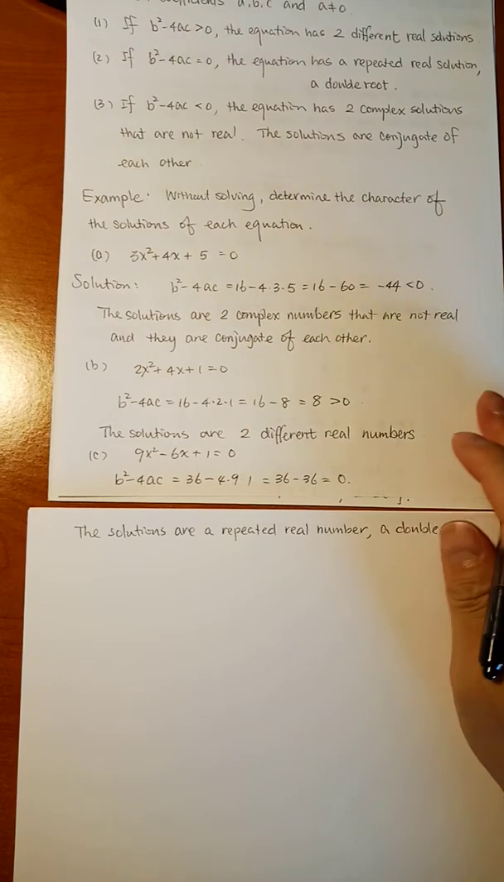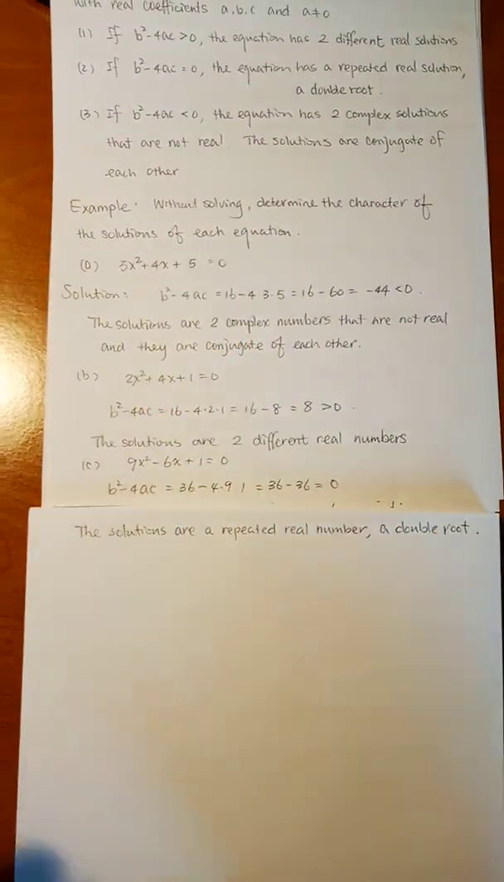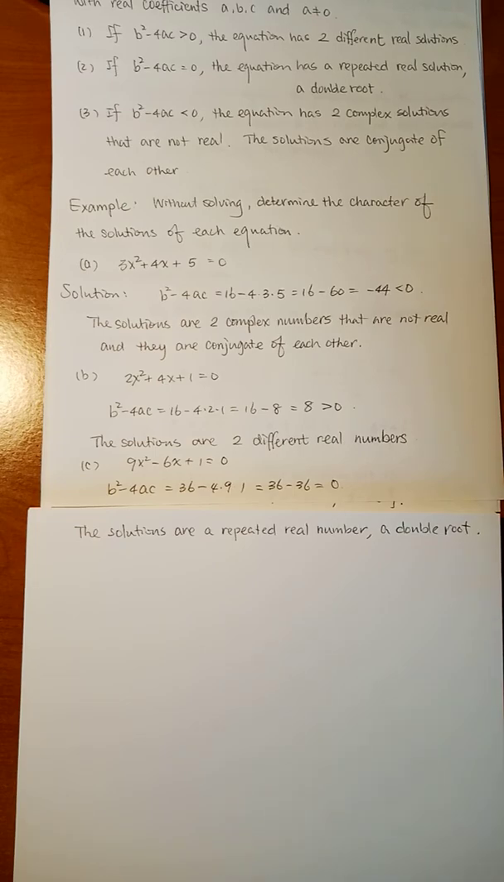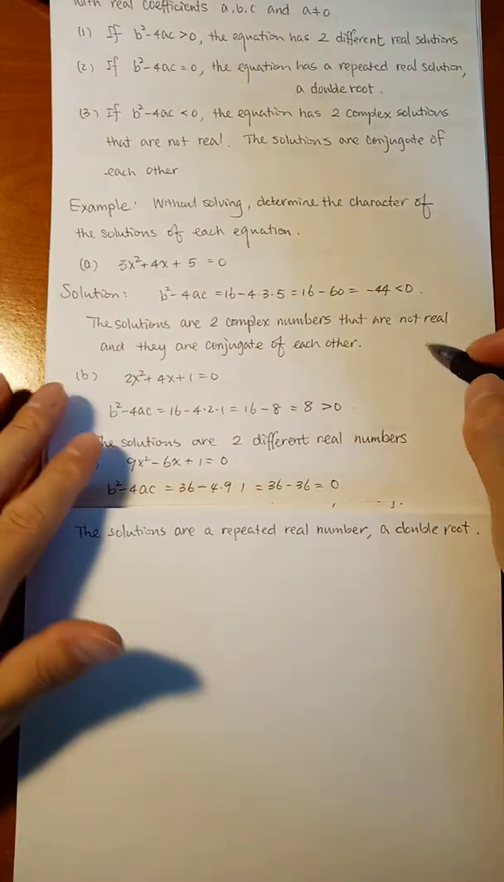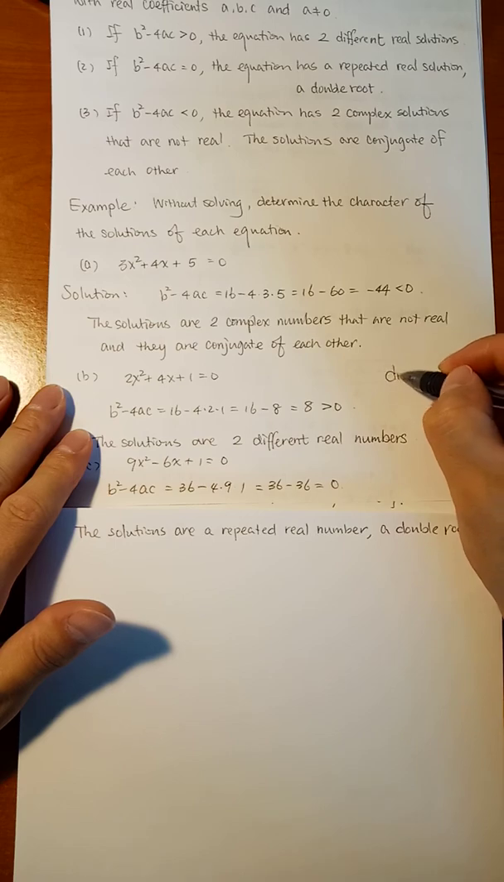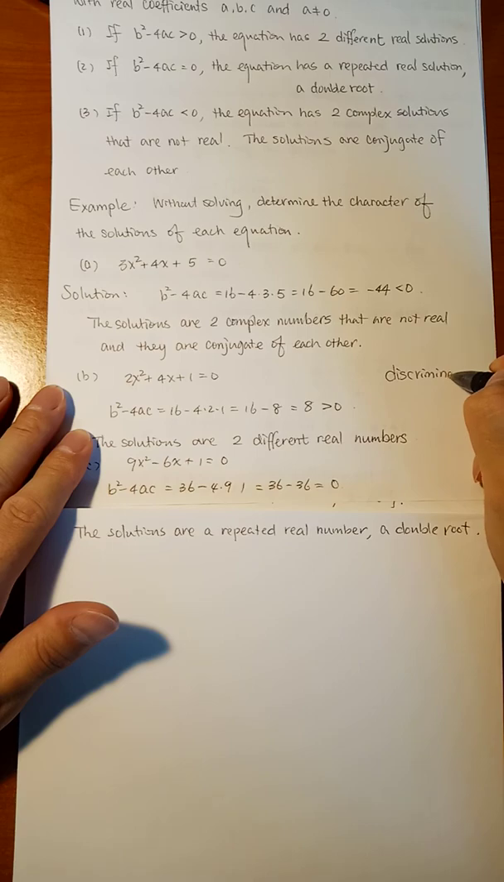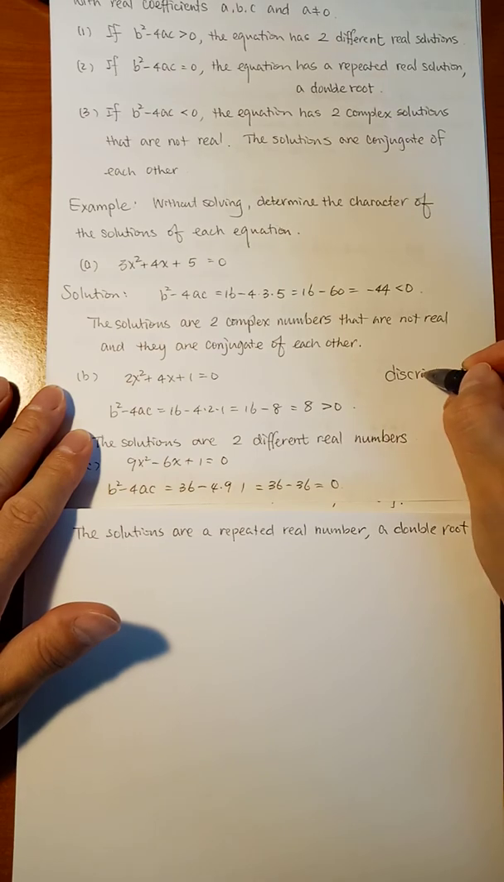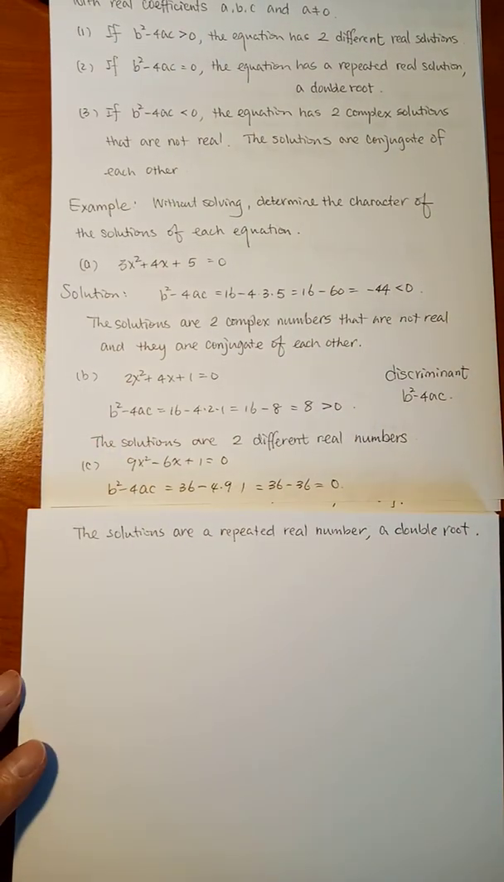And be careful, in this problem we say without solving it, we really don't find the solution. We just use the discriminant to determine. Discriminant. Let me write down this word again. Discriminant. Yeah, this word. It's b squared minus 4ac. Discriminant. Okay.